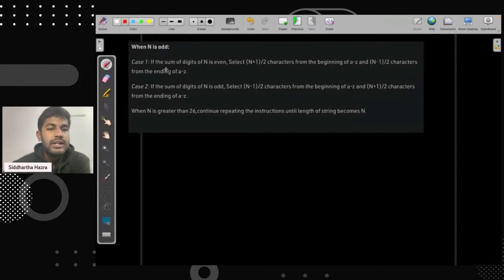So now it is told that if the sum of the digits n is even, then we need to select n plus 1 divided by 2 characters from the beginning of a to z, and n minus 1 divided by 2 characters from the ending of a to z. This just means that suppose an odd number, suppose 5.